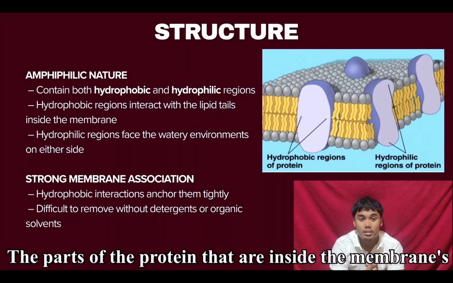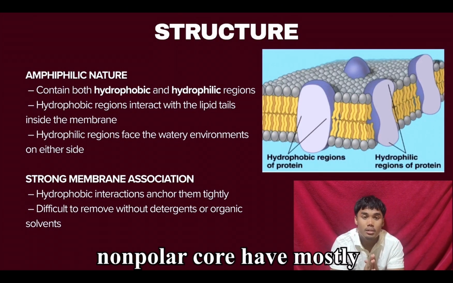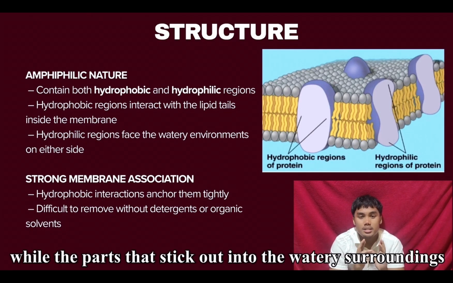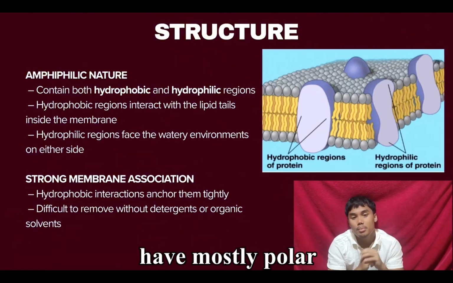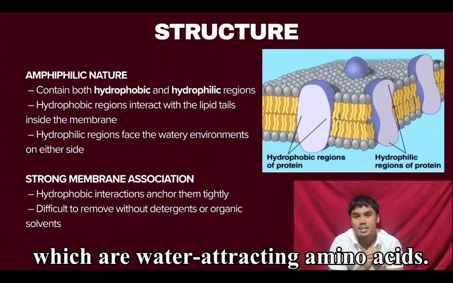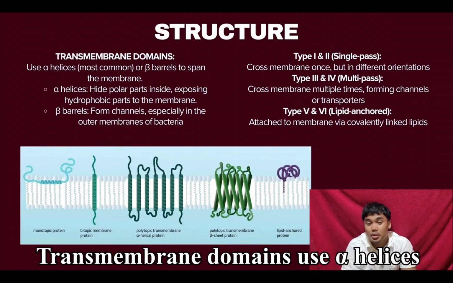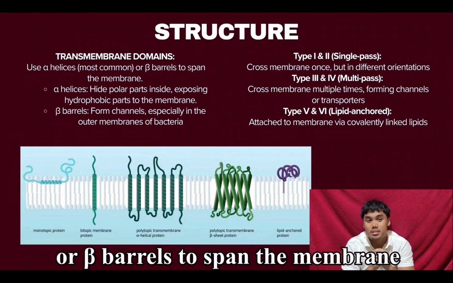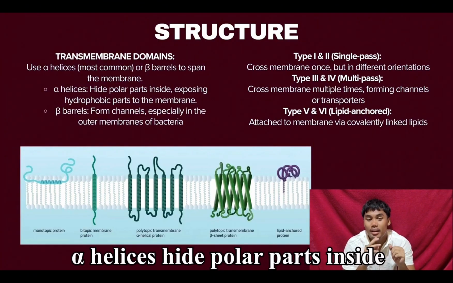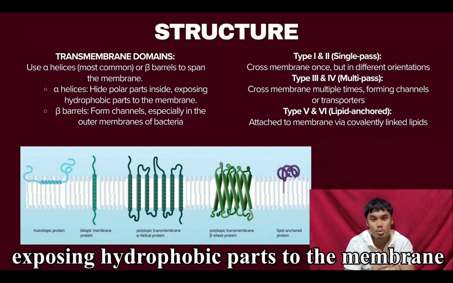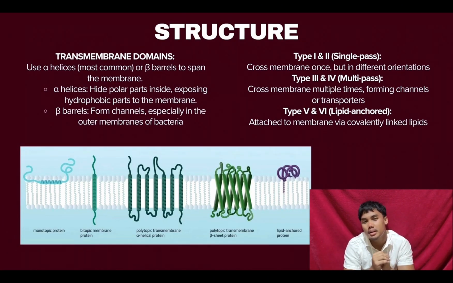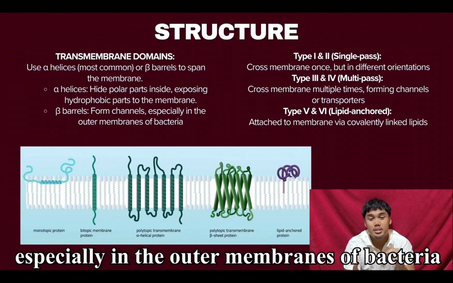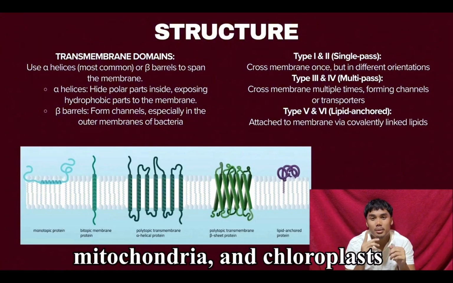The parts of the protein that are inside the membrane's nonpolar core have mostly hydrophobic amino acids, which are water repelling, while the parts that stick out to the watery surroundings have mostly polar, which are water attracting amino acids. Transmembrane domains use alpha helices, which are the most common, or beta barrels to span the membrane. Alpha helices hide polar parts inside, exposing hydrophobic parts to the membrane. Beta barrels, on the other hand, form channels, especially in the outer membranes of bacteria, mitochondria, and chloroplasts.